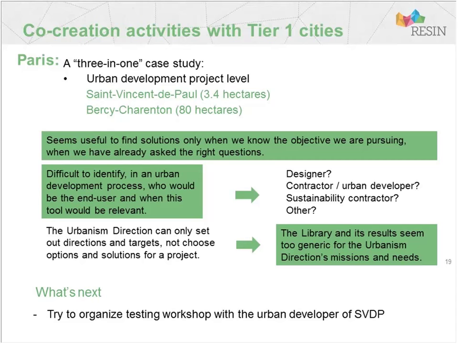And they also highlight that the urbanist direction from the municipality can only set out some direction and targets, but they don't choose the option and solution. So they are not the main user of the library in this sense in order to select the adaptation measure.